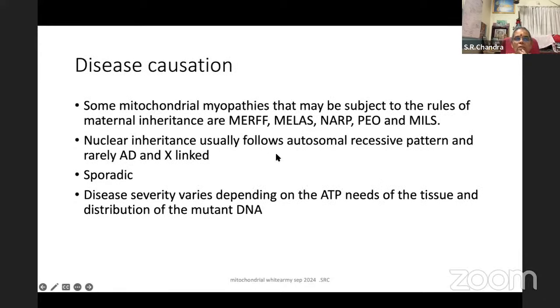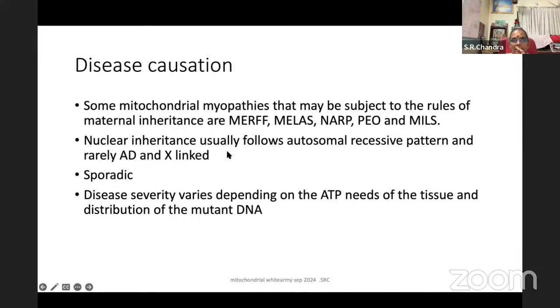So some mitochondrial myopathies may be subject to the rules of maternal inheritance, that is coming only from the cytoplasm, or MRF, mitochondrial encephalopathy, ragged red fiber syndrome. MELAS, mitochondrial encephalopathy, lactic acidosis, stroke-like episodes. NARP, neuropathy, ataxia, retinitis pigmentosa. PEO, progressive external ophthalmoplegia. And mitochondrial intermittent ataxia, leukoencephalopathy.